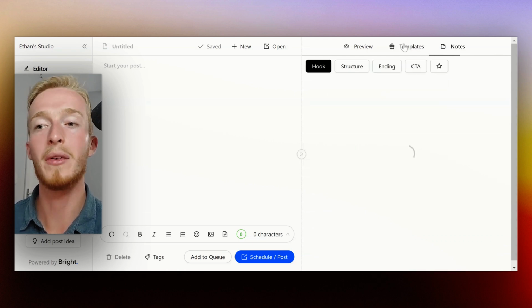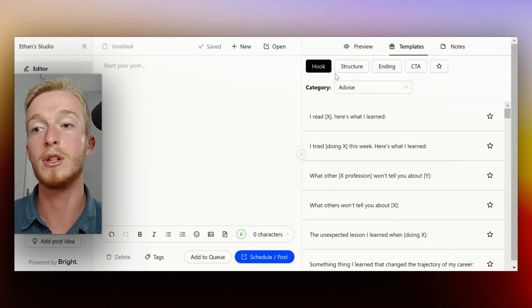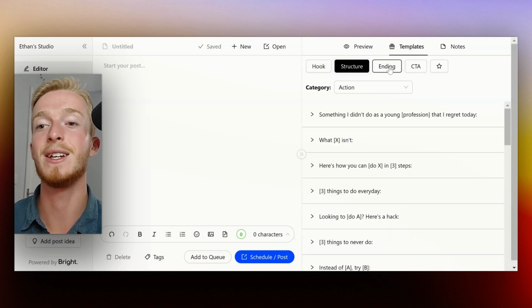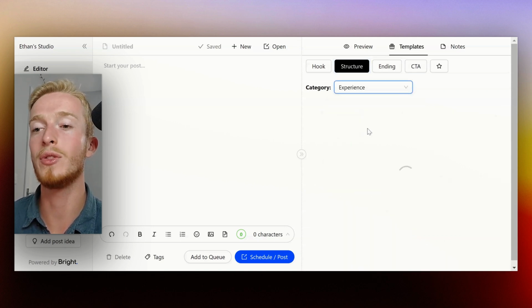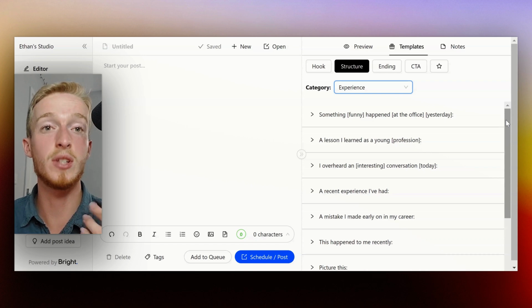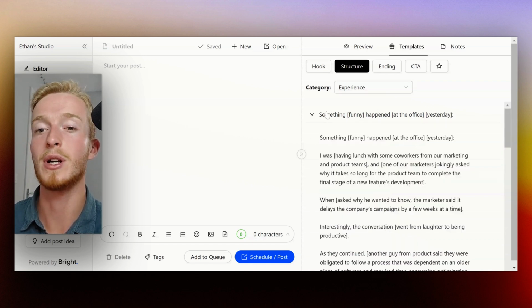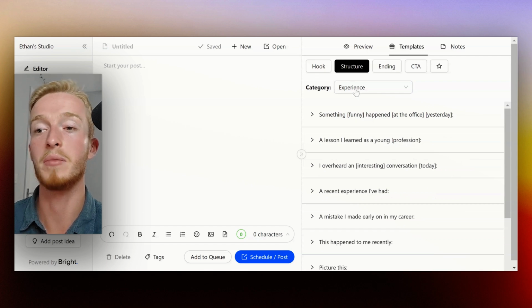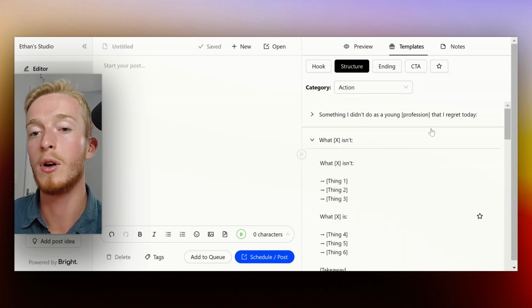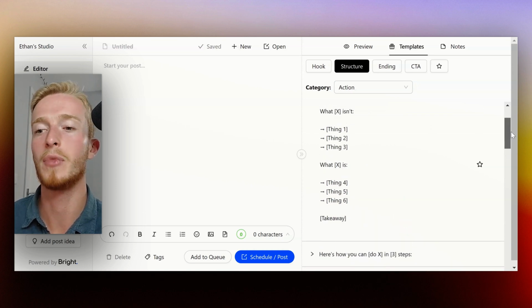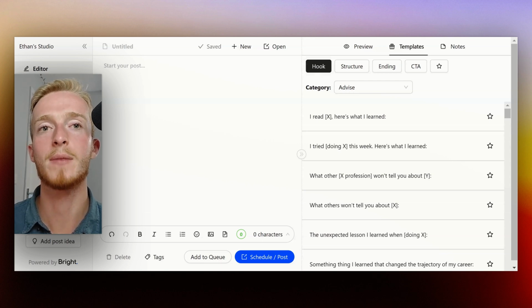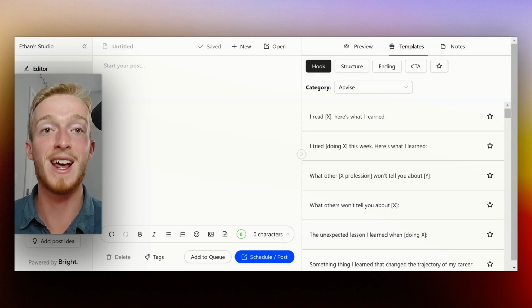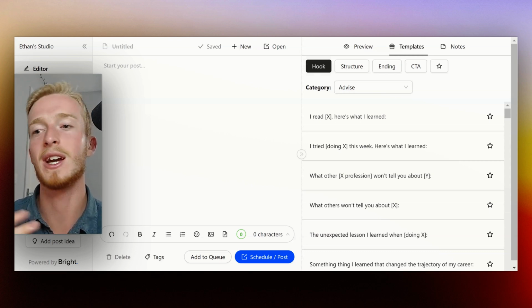Another thing which is really useful is that it has templates. With these templates, there are things such as hooks, structures, endings, and even call to actions, and the best thing is you can organize them as well. If you're really struggling to even start content, you can take inspiration from these templates. There's a good few of these, and I'm probably going to start using them as well. One thing I would note is do not rely on the templates, because if you use them enough times, they're probably not going to be as authentic and human as they should be.